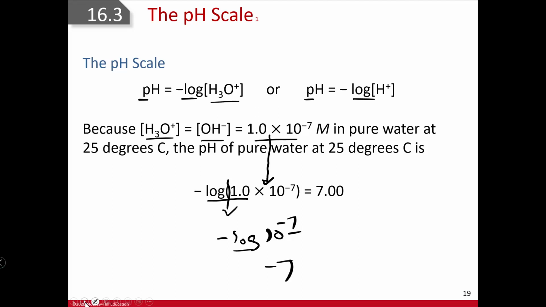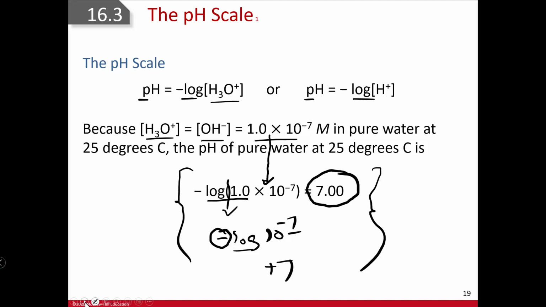But then this negative out here is a correction factor to make that a positive 7. So that's why our answer for the negative log of 1 times 10 to the negative 7th molar is equal to 7. All right? You have to be able to do this. You have to be fluent in this. So how do you get fluent in it? Maybe it's been a while since you had college algebra or equivalent. So you're just going to have to practice.